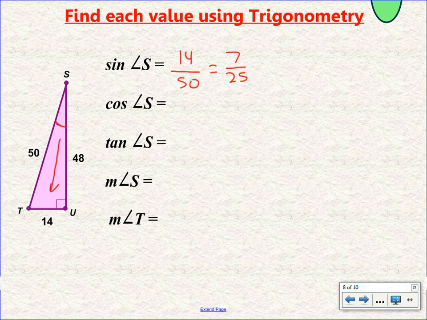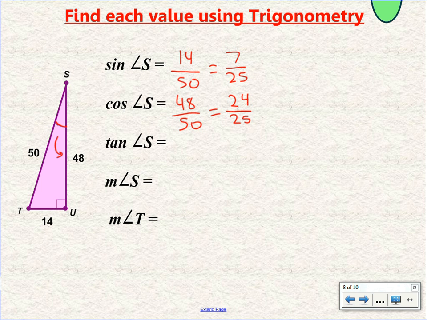Okay, let's take a look at how to find each of these together. Cosine of angle S. Cosine is the adjacent over the hypotenuse. The adjacent side is 48. Here's angle S. Here's the adjacent side, 48. So it's 48 over the hypotenuse, which is 50. Again, I want to reduce that. 2 comes out of both. That would be 24 over 25. Again, put it as a decimal if you want to, but simplest form fraction is a good form to leave it in.